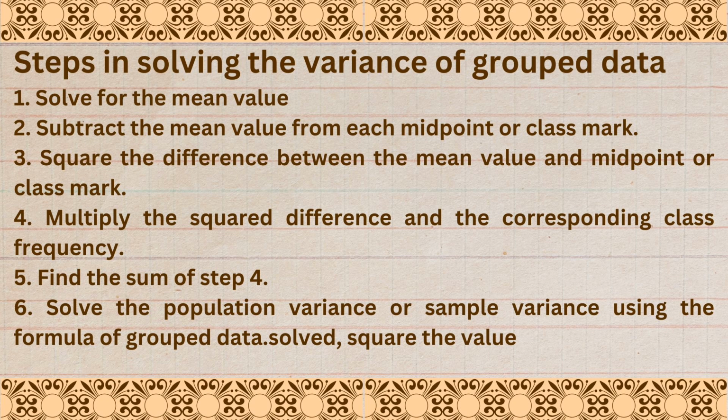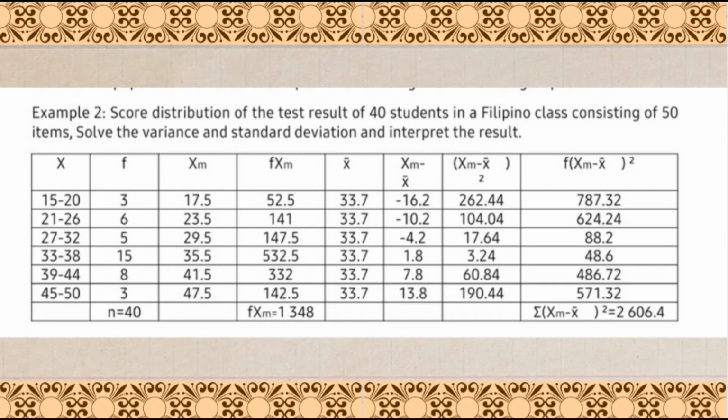Number 5. Find the sum of step 4. And number 6. Solve the population variance or sample variance using the formula of grouped data. Example number 2. Score distribution of the test results of 40 students in a Filipino class consisting of 50 items. Solve the variance and standard deviation and interpret the results.